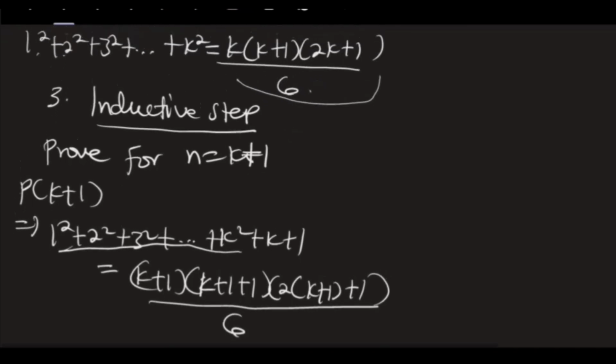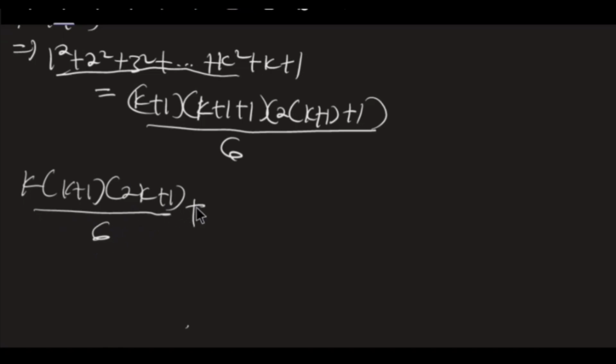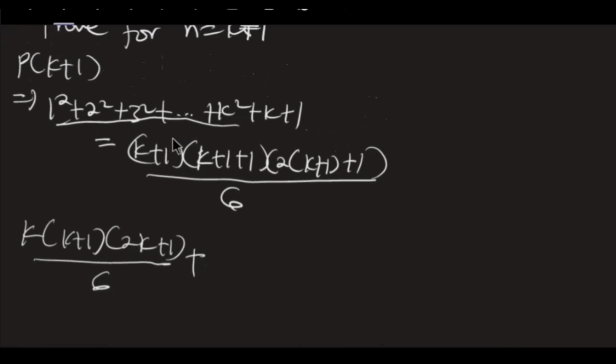So my left hand side is now going to be k open bracket k plus 1, then 2k plus 1 all on 6 plus, this is it. So all these places have been replaced by k plus 1, 2k plus 1 plus k plus 1, this place all squared, sorry.